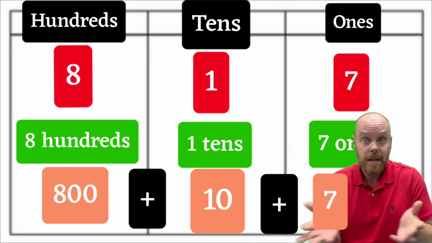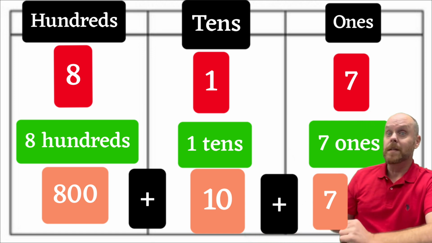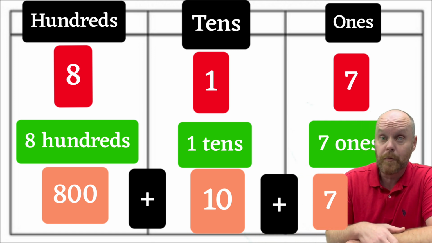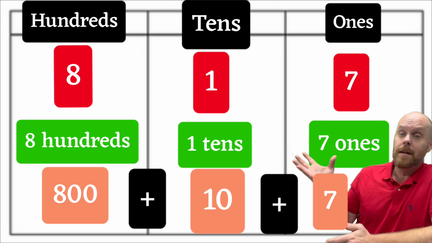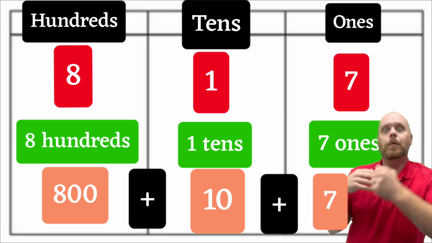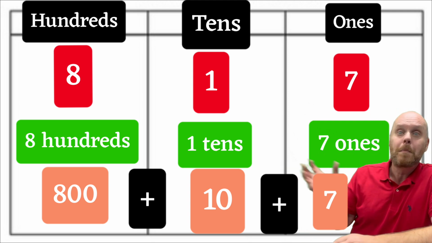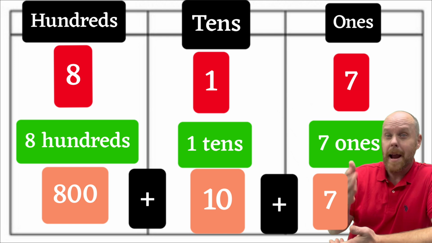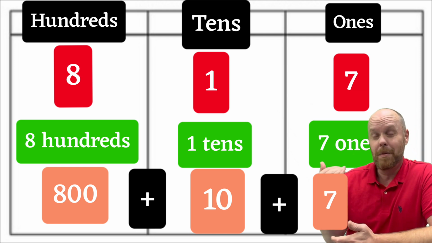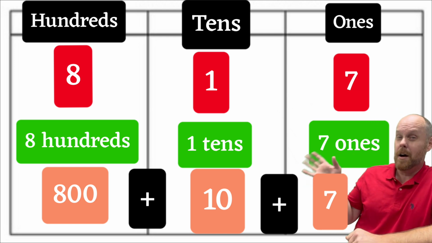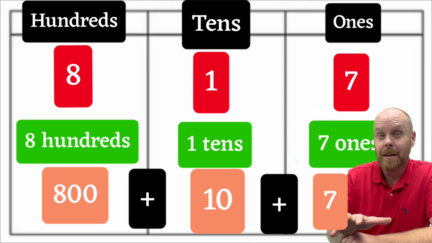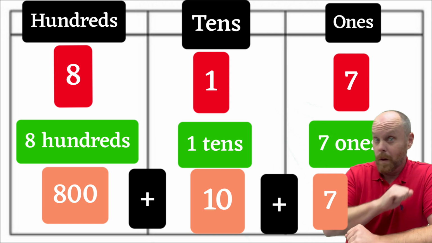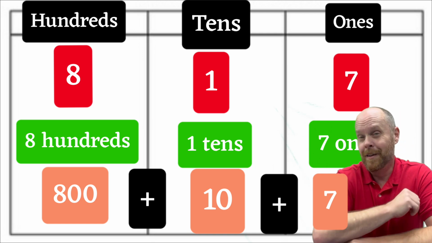It all equals the same. It equals the same thing as we said in standard form or number form. It equals the same thing we said in word form. It equals the same thing we did when we put it on the place value chart. And it equals the exact same thing when we just said 8 hundreds, 1 ten, and 7 ones. Don't overthink it. All of these equal the same thing.